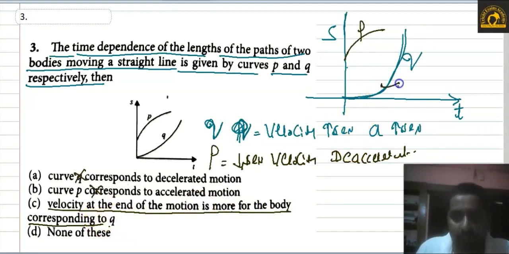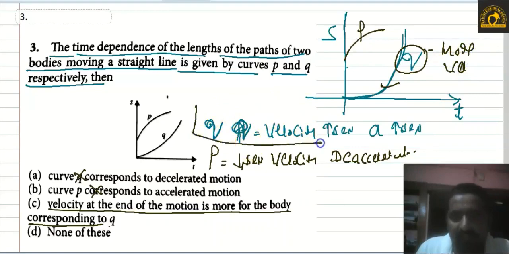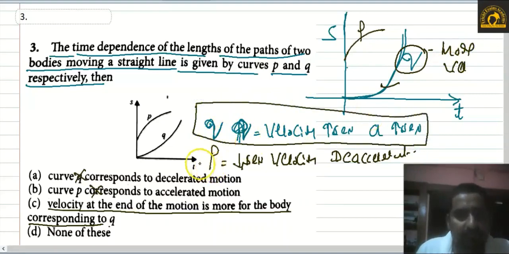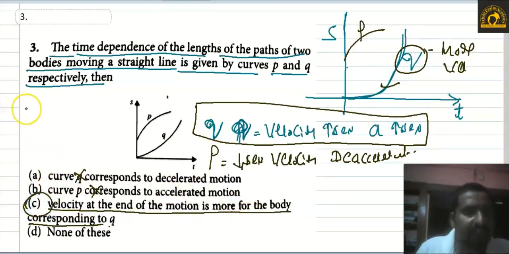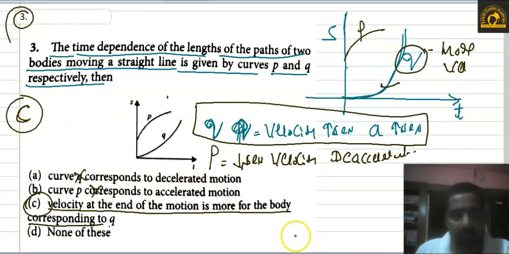This is the Q body. It has more velocity. Yes, it has more velocity. The velocity increases and the acceleration increases. So velocity at the end of the motion is more for Q. Option C is the correct answer for the third question.